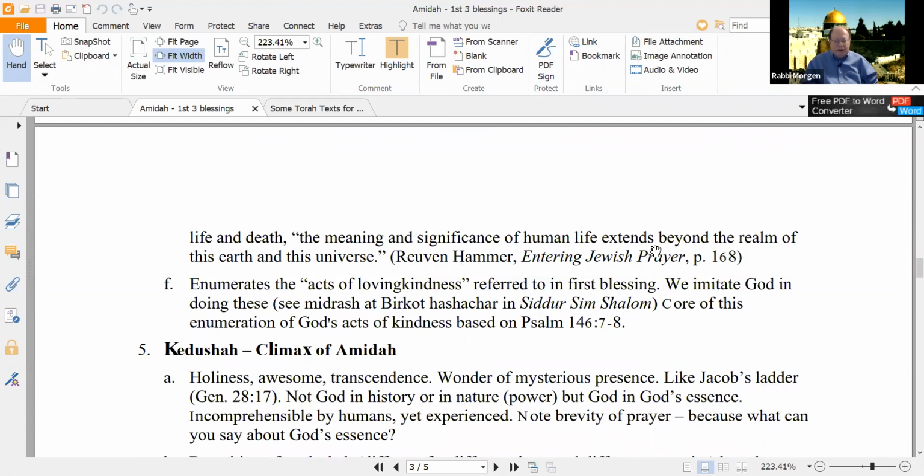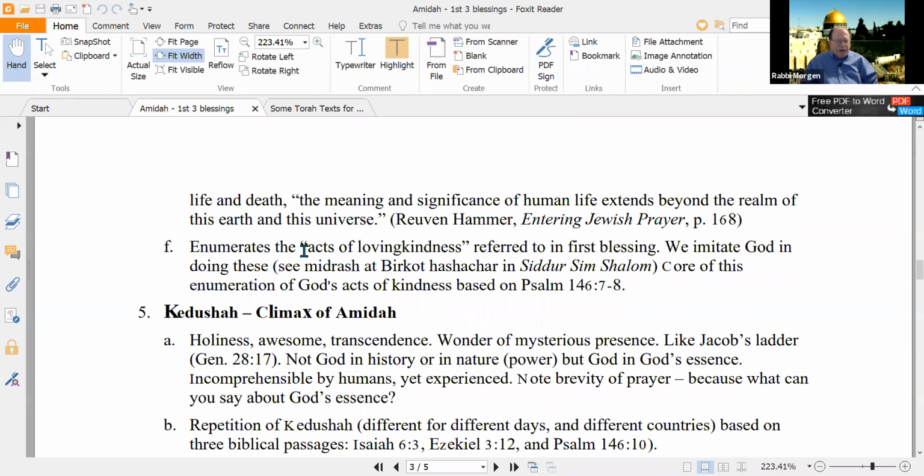Really good book on Jewish prayer, if you'd like to get it, called Entering Jewish Prayer. He goes through the history of how the prayer book developed, the structure of the prayers, but then he adds what a prayer can mean to us today as modern Jews, like he did here. So it's a good book in that way.